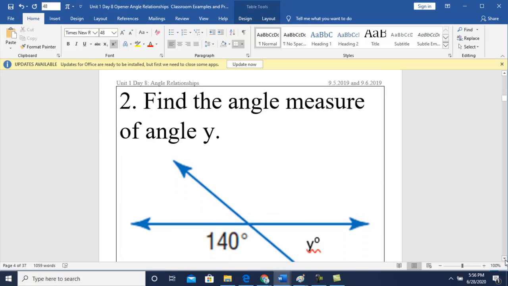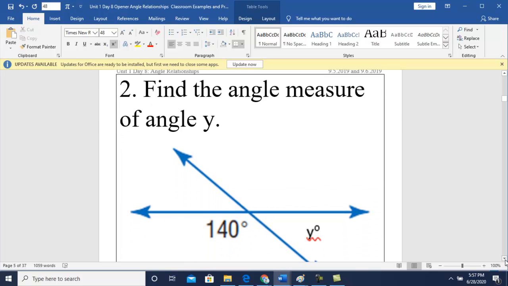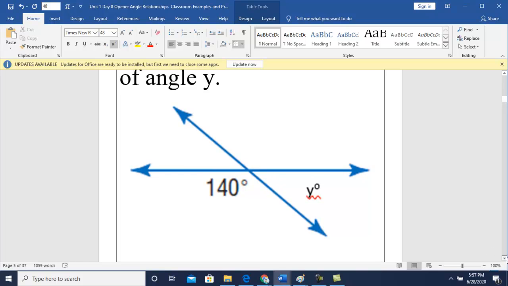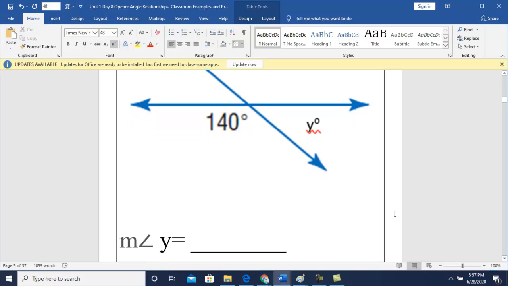Second question, the second example. Says find the angle measure of angle y. This is an example of a linear pair. Two angles that are adjacent to each other. They share a common side, and the other side is a straight line. To solve for y, we have to remember that we know the relationship between 140 and then angle y would have to equal 180 degrees.